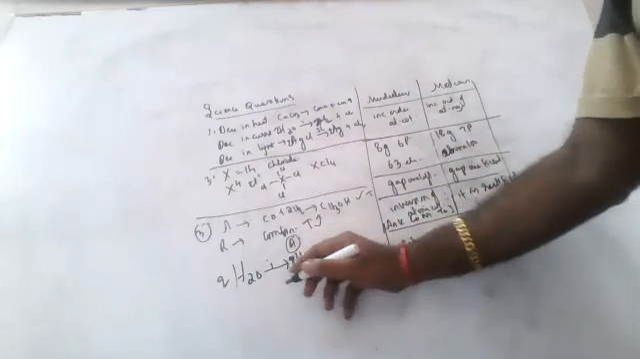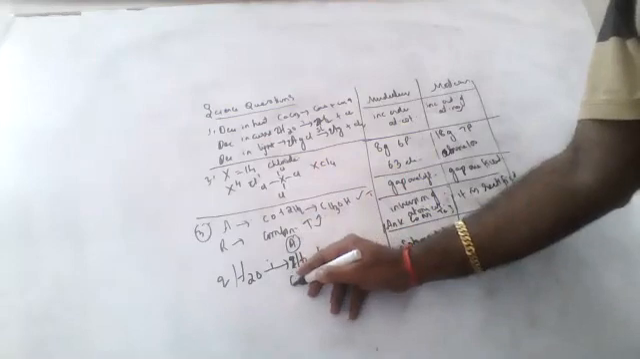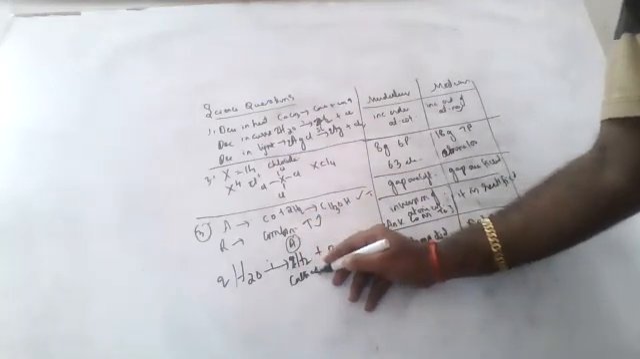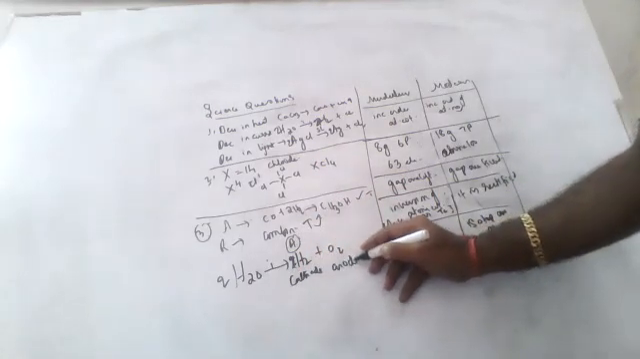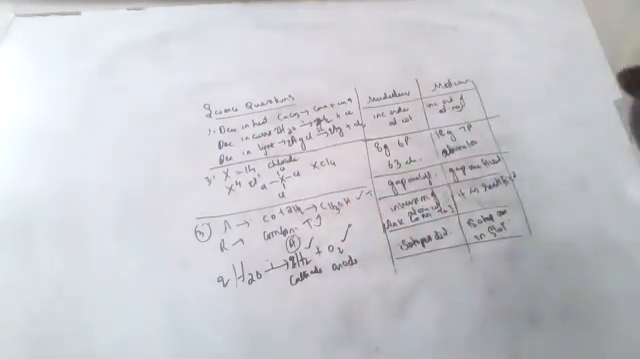Okay, children, hydrogen is always plus. So plus means it will go to the cathode. Oxygen is compulsorily minus, so it will go to the anode. At the anode, what gas is collected? Oxygen. At the cathode, what gas is collected? Hydrogen.